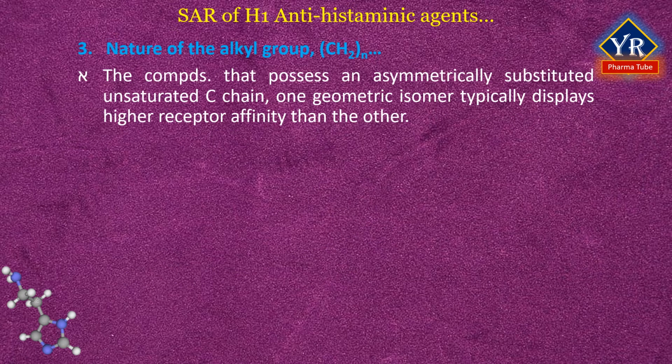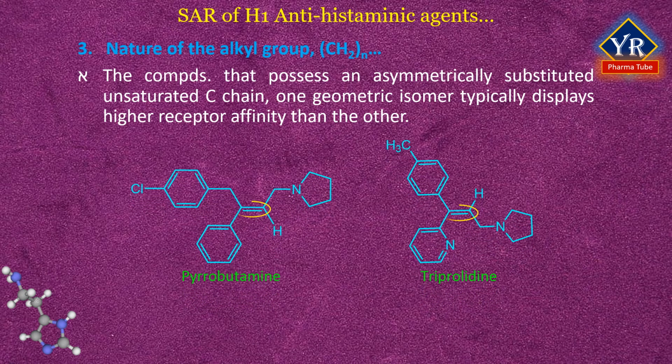Also, in compounds which possess an asymmetrically substituted unsaturated carbon chain, for example in pyrobutamine and triprolidine, one geometric isomer typically displays higher receptor affinity than the other. As both the compounds pyrobutamine and triprolidine possess a double bond in the unsaturated carbon chain, they exhibit geometrical isomerism.